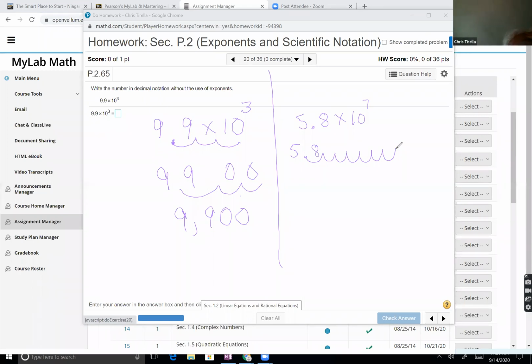I tried to explain this last time. I'm not good with left and right. But if the exponent is positive, I should end up with a big number, so I'm going to move it so I have a big number. If my exponent is negative, it'll go in the other direction because that'll give me a tiny decimal. And so now I've got 6 zeros to fill in. So that gives me 58 million.